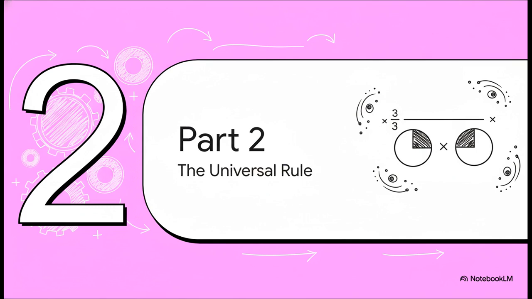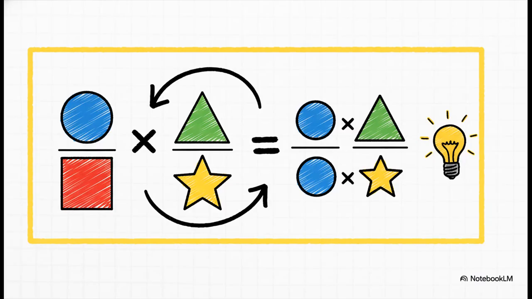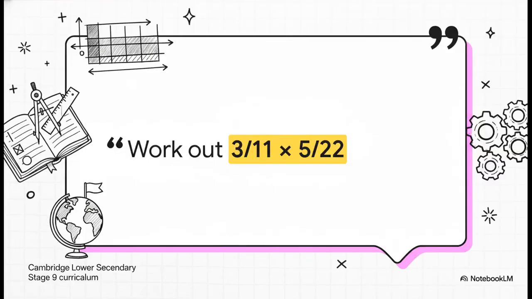Now for part 2, the universal fraction rule. This is the rule that works for multiplying any two fractions, no matter what they are. And you know what? It's the exact same rule we just used. This is it, the one and only rule you need to remember. Multiply the tops, multiply the bottoms. Seriously, that's the whole thing. Let's put this golden rule to the test with a real example.